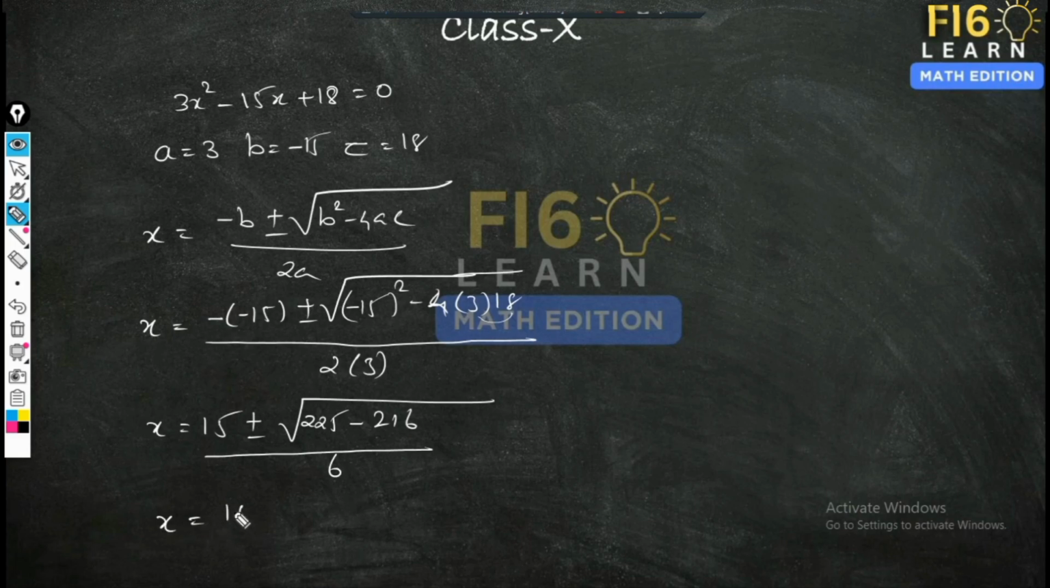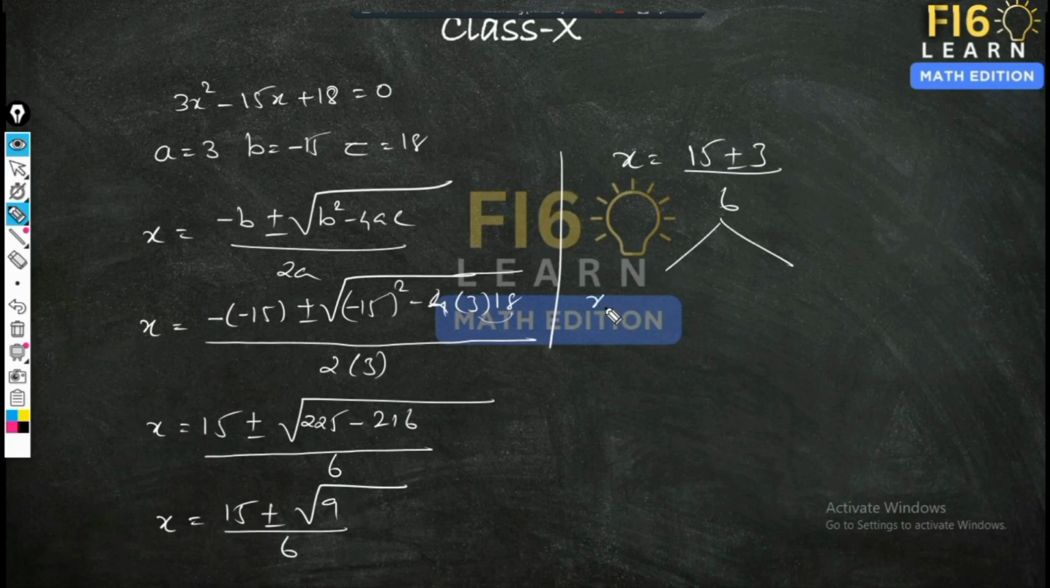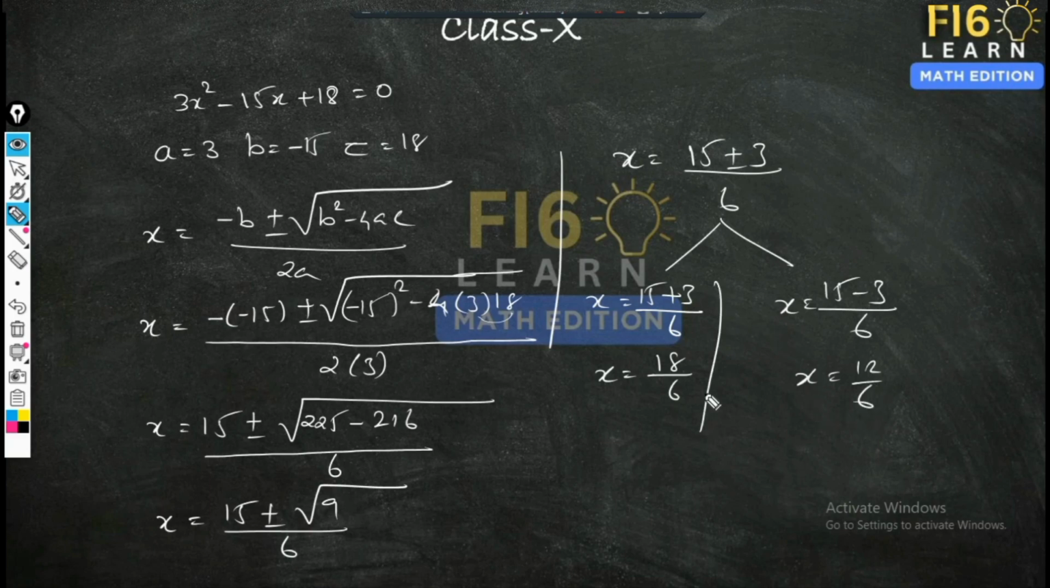So x is equal to 15 plus or minus root of 225 minus 216, which is 9, and here you are left with 6 in the denominator. Now you can put x is equal to 15 plus or minus root 9, whose value is 3, over 6. You have two signs here, plus and minus. You have to split this into two equations, the one with the plus and one with the minus. And here you have 15 minus 3 by 6. So x is equal to 18 by 6 and x is equal to 12 by 6. Okay. 18 by 6 is nothing but 3. In this case you will get 2.